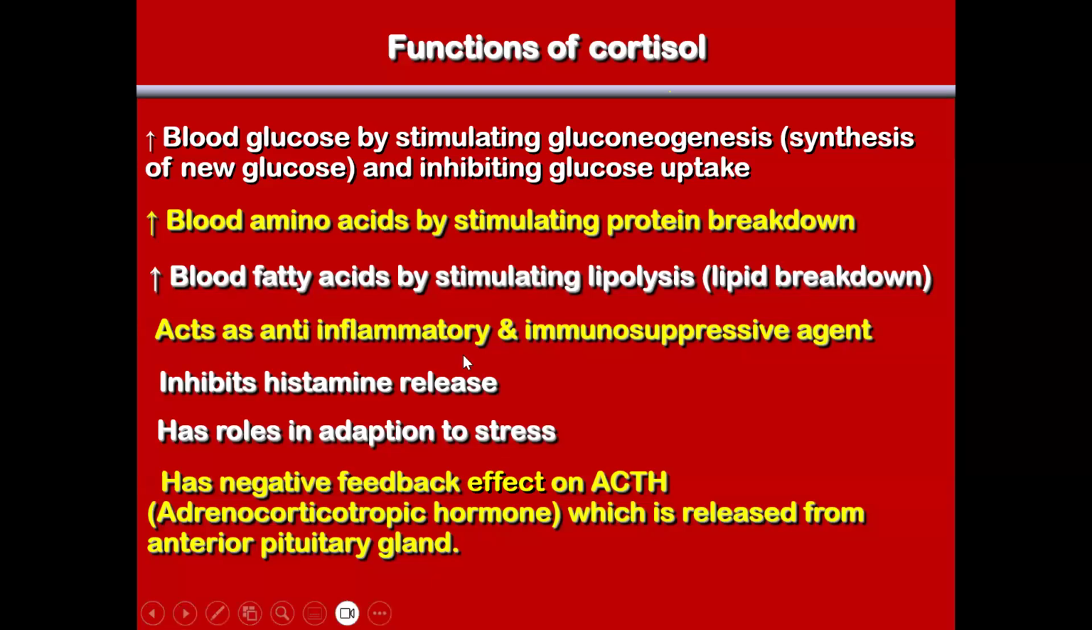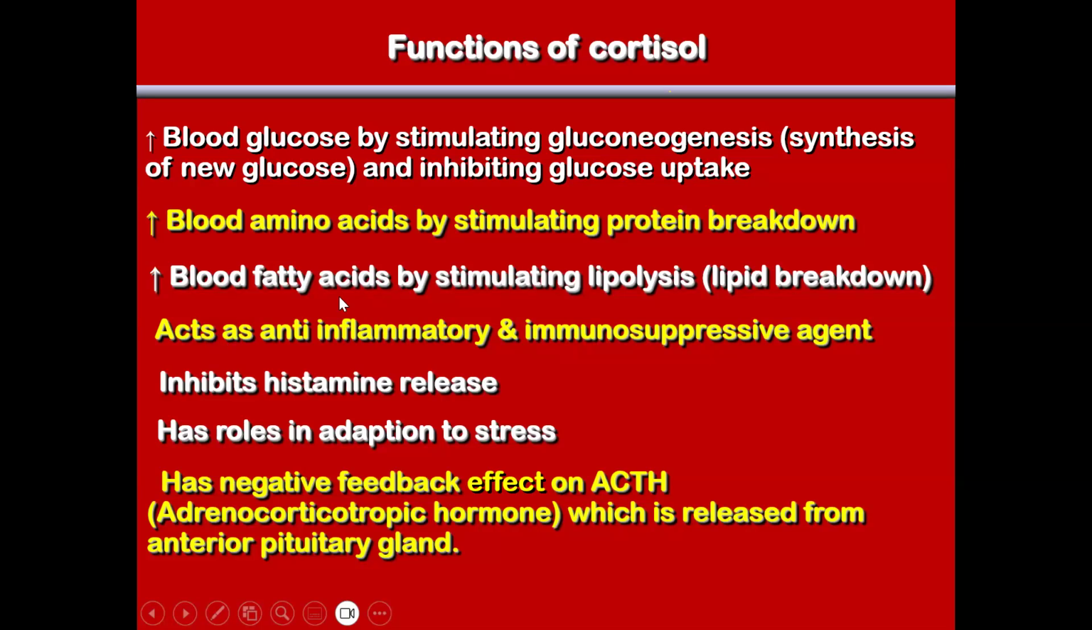And on lipid metabolism, the effect of cortisol is the same as on protein. Cortisol causes lipid breakdown, which is known as lipolysis. When lipids are broken down, fatty acids are released, so the blood free fatty acid level will also increase.